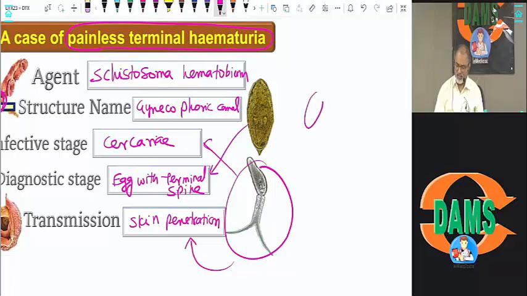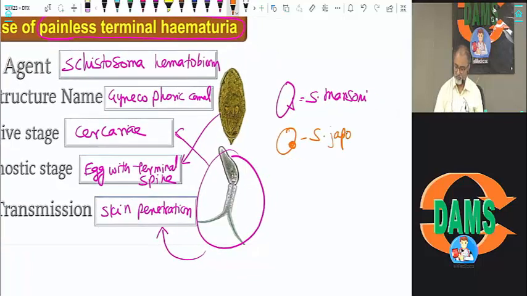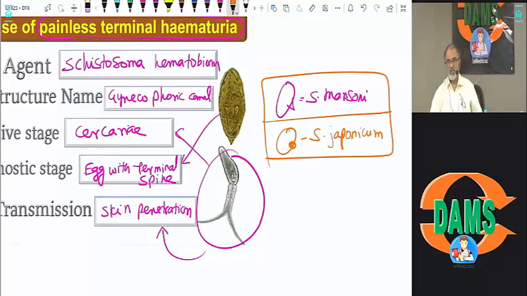Where can you get lateral spine? Schistosoma mansoni. You can get a knob-like structure in Schistosoma japonicum.